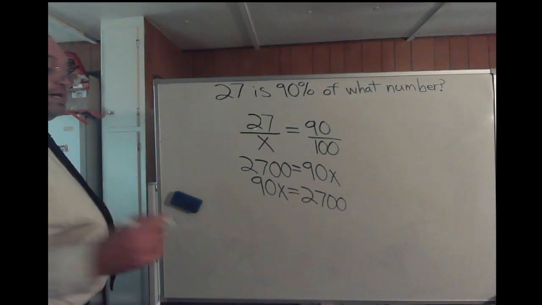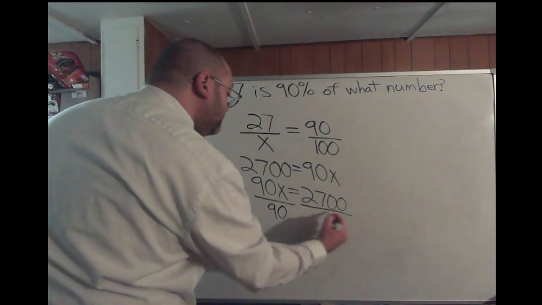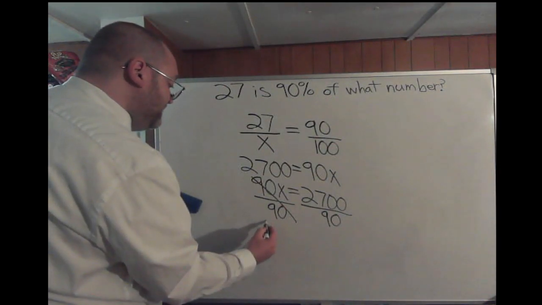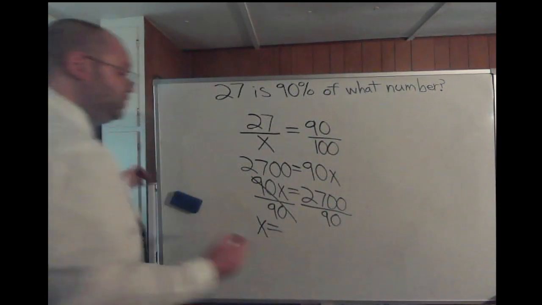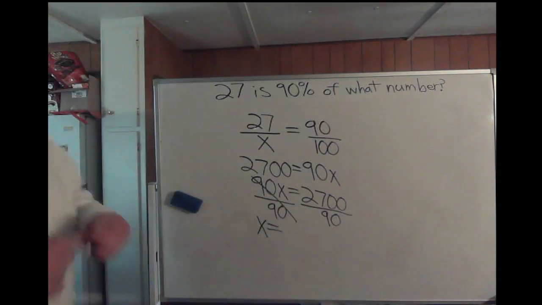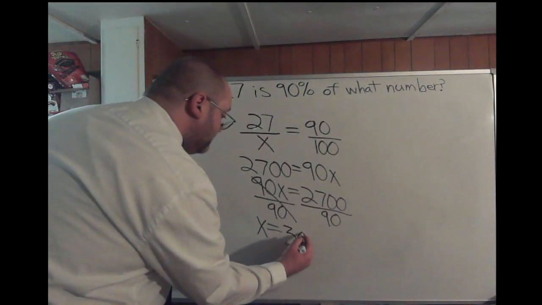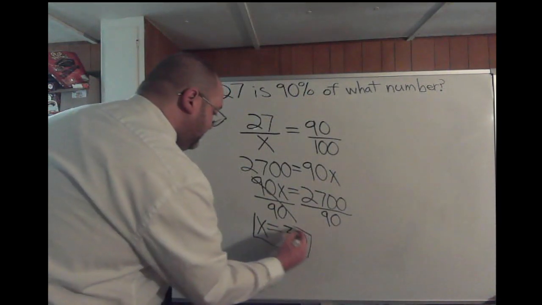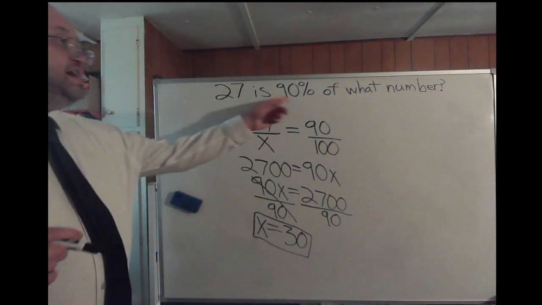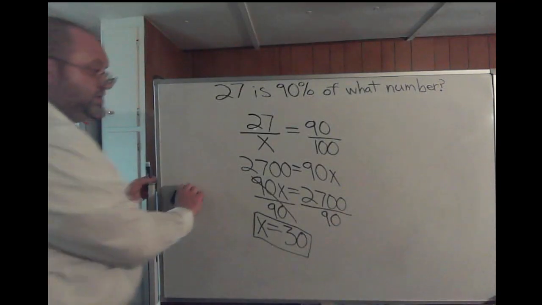Well, in order to get x by itself, you have to divide both sides by 90. The 90 on the left side cancels out. You have x is equal to 2700 divided by 90. Well, that turns out it's 30. So the answer to what number it is, x, is 30. So it turns out 27 is 90% of 30. That would be the answer.